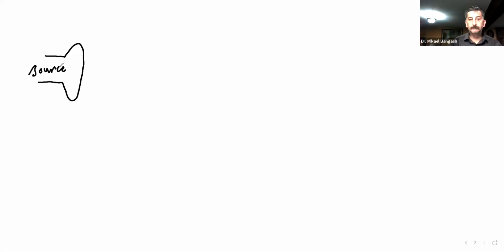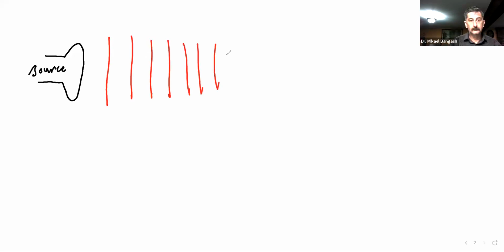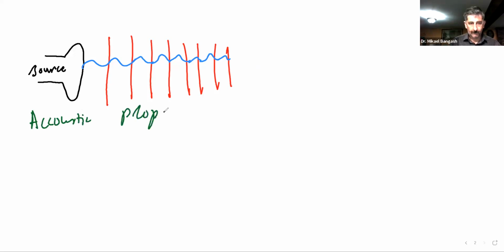Now we had a source. And you can see we have tissues. Now this source here is going to produce sound, and that sound is just going to travel through the tissues. Now there's something here that we call the acoustic propagation properties.